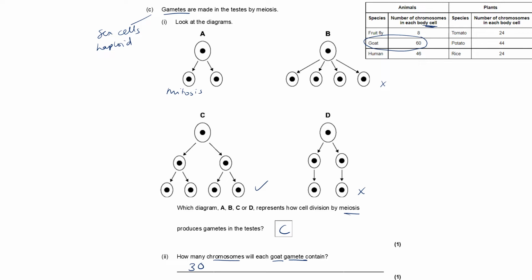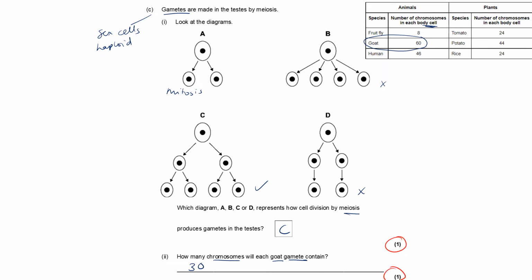And I can also see it says how many chromosomes will each goat gamete contain. So I look at the table, I can see the body cell chromosomes are 60 in a goat. So in a goat gamete, I would have half of that, and that will be 30. And again, you can see that I've got that right.